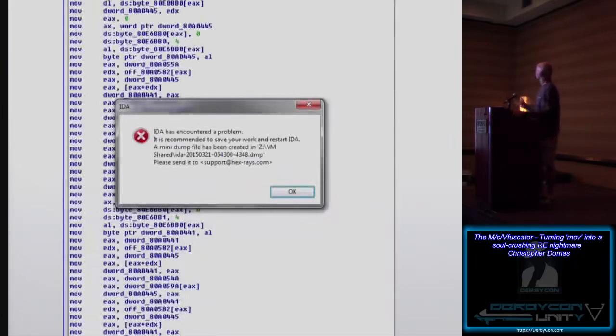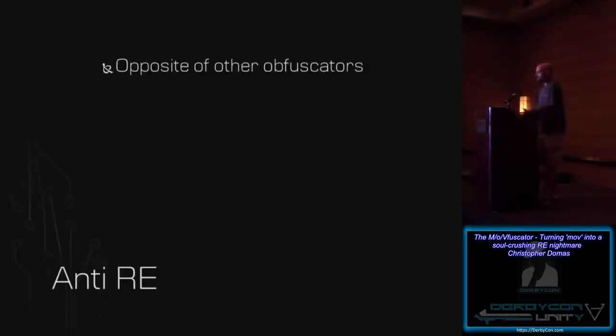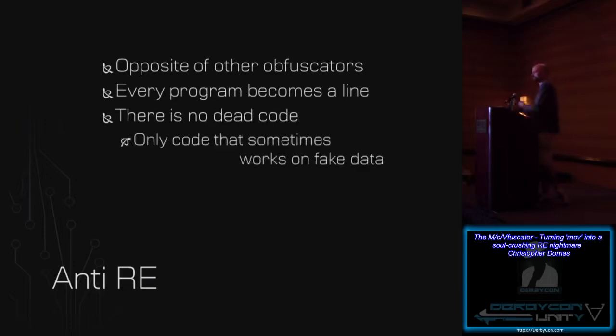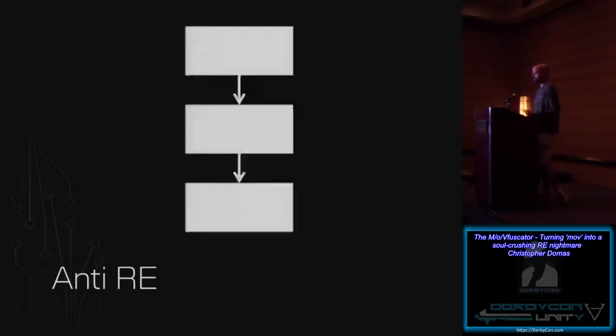These are fun to look at in IDA, sort of the de facto reverse engineering tool. IDA really doesn't like it when you've got one block of 100,000 move instructions. It will crash every single time you try to look at anything. So it's effective in that regard too. And I just thought it was really interesting that it's the opposite of other obfuscation tools. It simplifies programs in order to obfuscate them. Every program becomes exactly the same thing, and there's no dead code. A lot of obfuscation tools add junk code for you to sift through, but there is no dead code here. There's only code that sometimes works on fake data and sometimes works on real data.